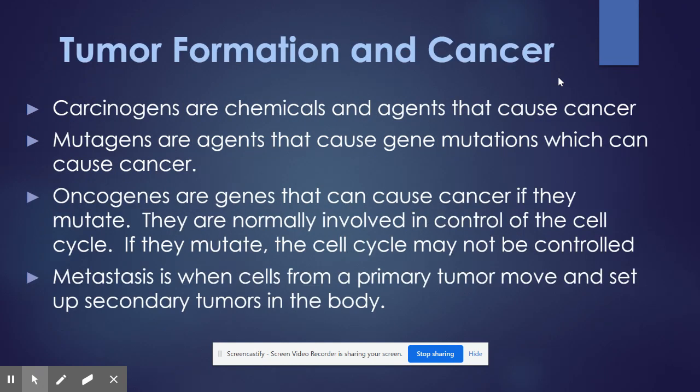All right, tumor formation and cancer. Carcinogens are chemicals and agents that cause cancer. Mutagens are agents that cause gene mutations, which can cause cancer. Oncogenes are genes that can cause cancer if they mutate. They are normally involved in the control of the cell cycle. So if they mutate, the cell cycle may not be controlled, and then you have uncontrolled cell division, which is cancer. And metastasis is when cells from a primary tumor move and set up secondary tumors in the body. If that happens, it is very, very bad news.